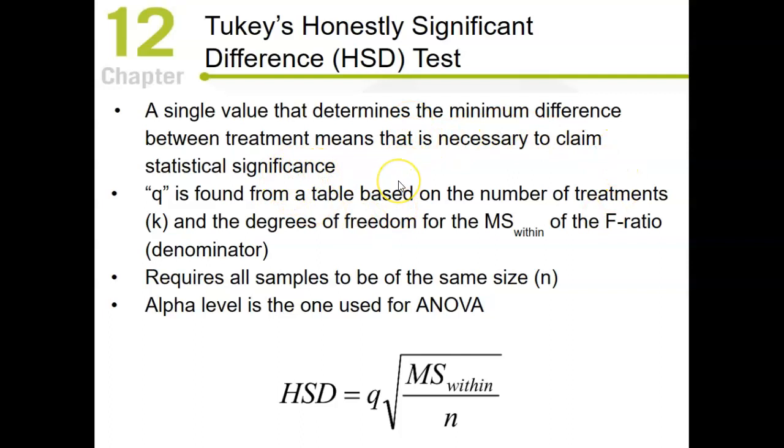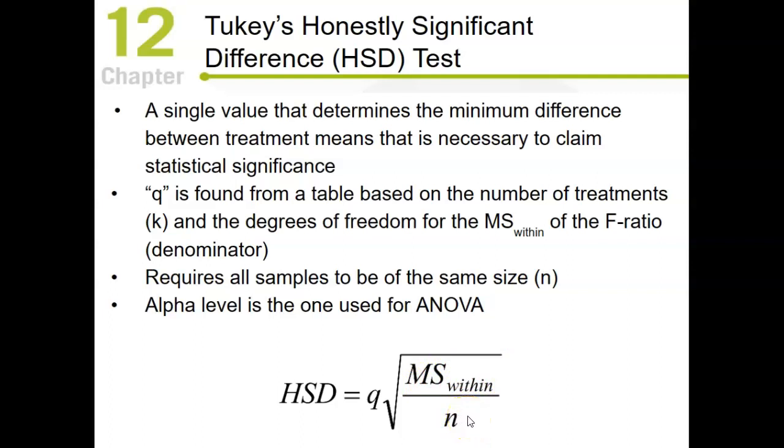This HSD number would be calculated by getting this Q value from a table that's based off of little k and the degrees of freedom for the MS within. It would require that all of the samples that you're using be of the same size. So the formula looks like this down here. You would take that number that you get from the table, and you would have already calculated the MS within, and obviously you would have the sample sizes that you used.